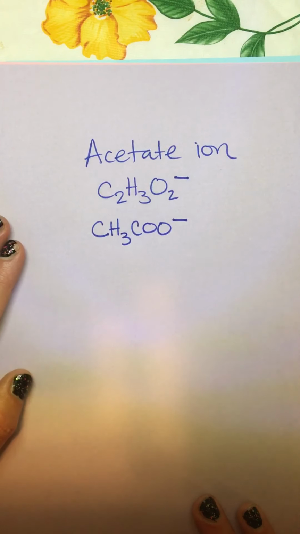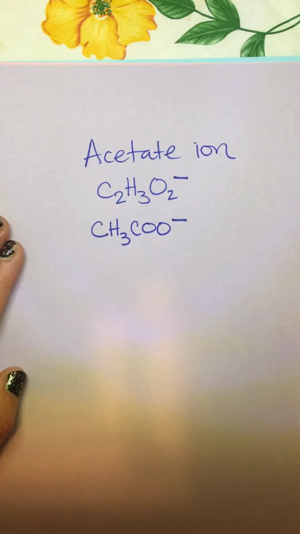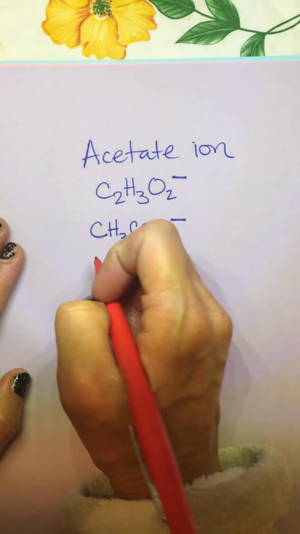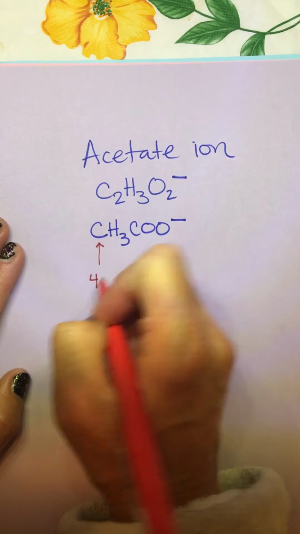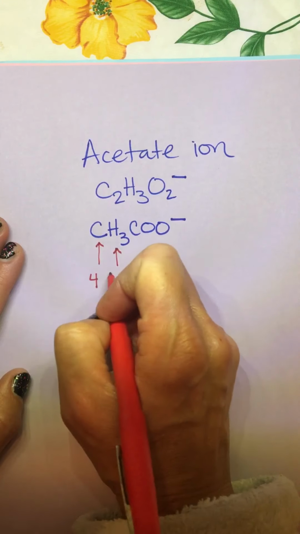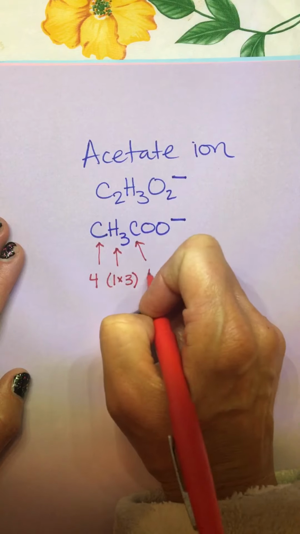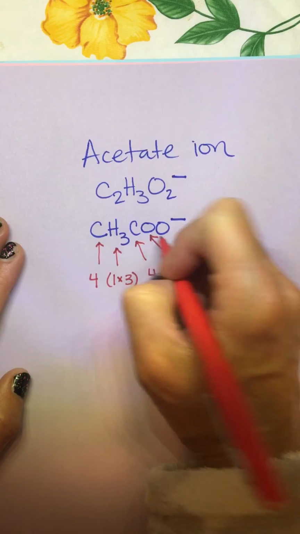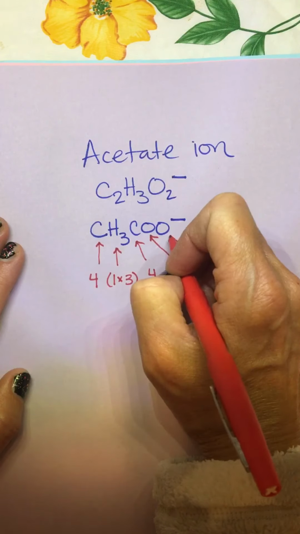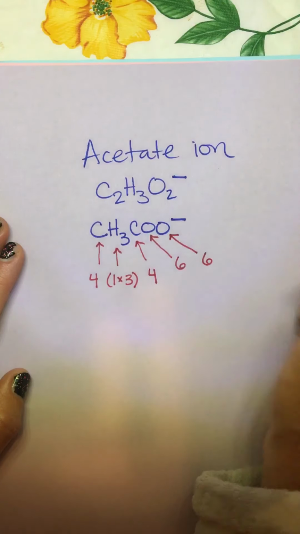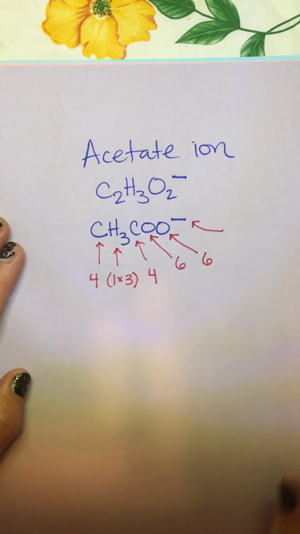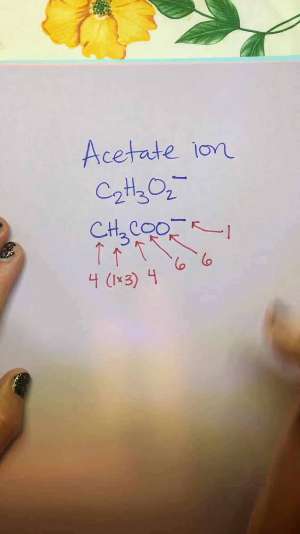So first things first, we need to total up our valence electrons. So looking at your periodic table, okay, we've got 4 valence electrons here. Hydrogen has 1, but there's 3 hydrogens. Here's another carbon with 4. And then oxygen has 6. This oxygen has another 6, and then this is a negative charge. It's not a neutral molecule, so we need to add 1.